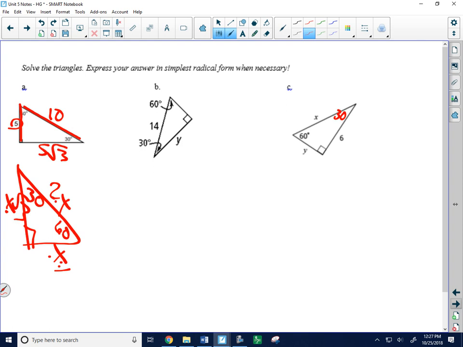Make sure to, sometimes students mix these up, put 5 radical 3 as the hypotenuse. So, the long leg is radical 3. Hypotenuse is double.